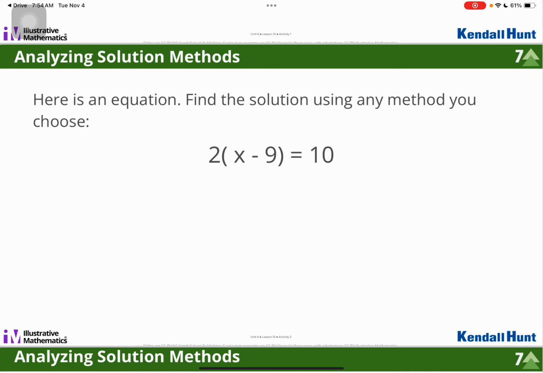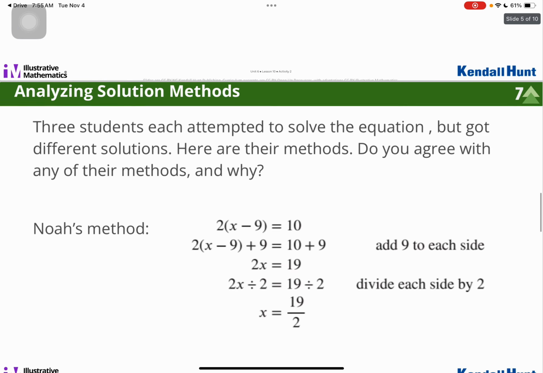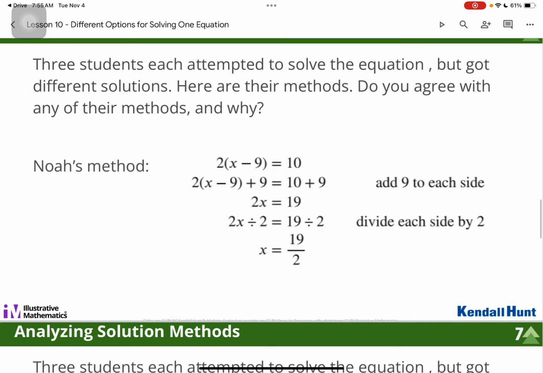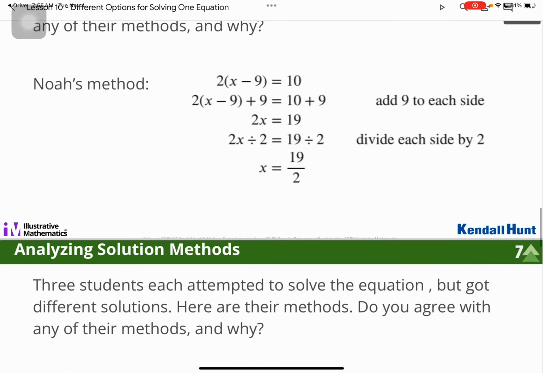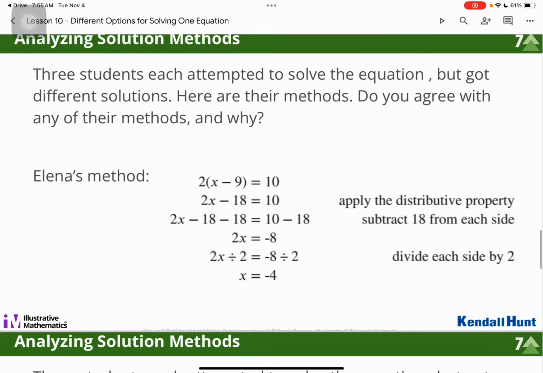Awesome. Now you're going to see some different student methods who tried to solve this problem, and you're going to compare it to your own. Let's scroll down and see. Here is the first method. This is Noah's work. Please pause the video now and raise your hand and share if you agree with Noah's method. Did he get the same result as you? Did he make an error? If so, where was his error? Awesome. Let's go to the next example.